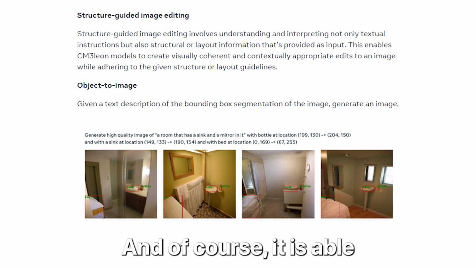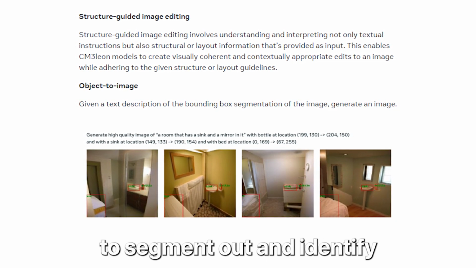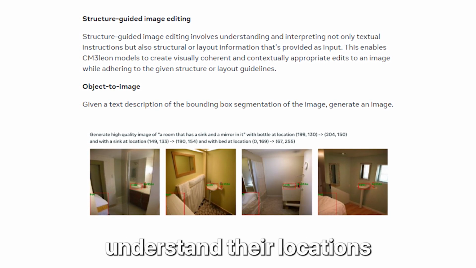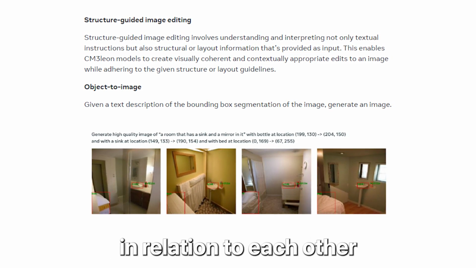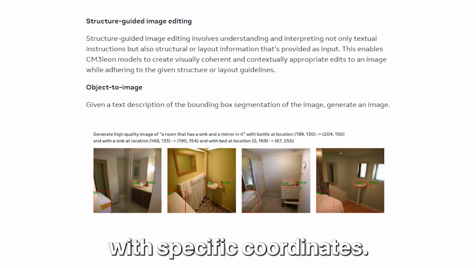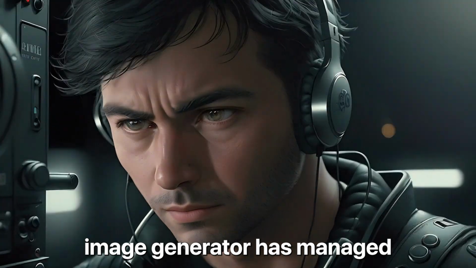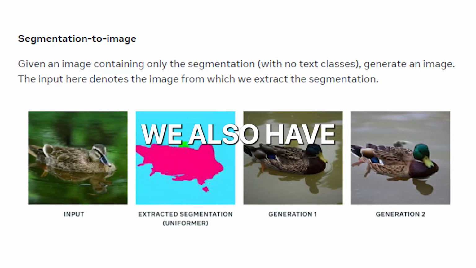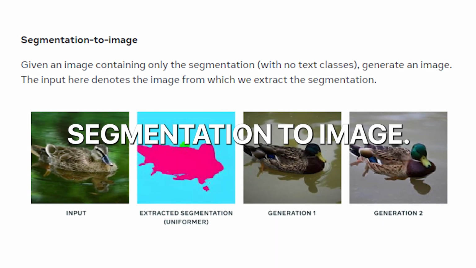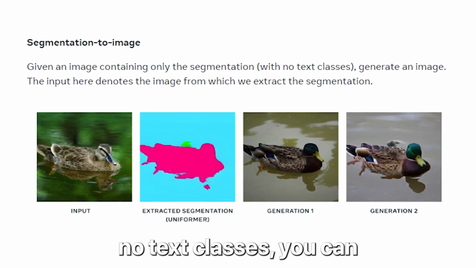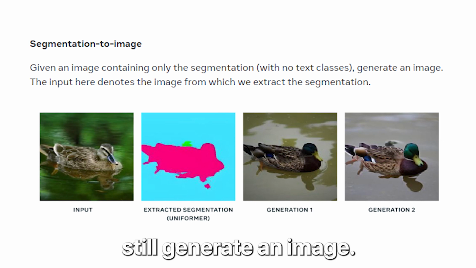And of course, it is able to segment out and identify what the different objects in the given images are and understand their locations in relation to each other with specific coordinates. This is something no other image generator has managed to accomplish before. We also have segmentation to image. So, if you have an image that contains segmentation with no text classes, you can still generate an image.